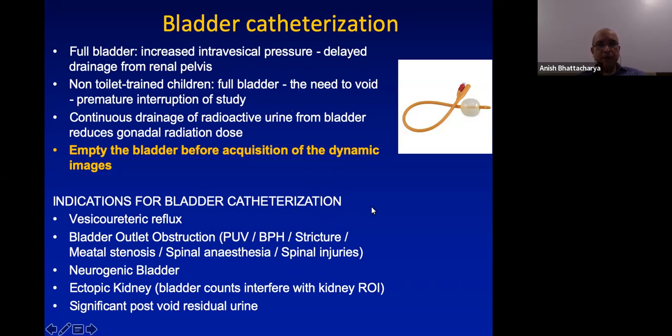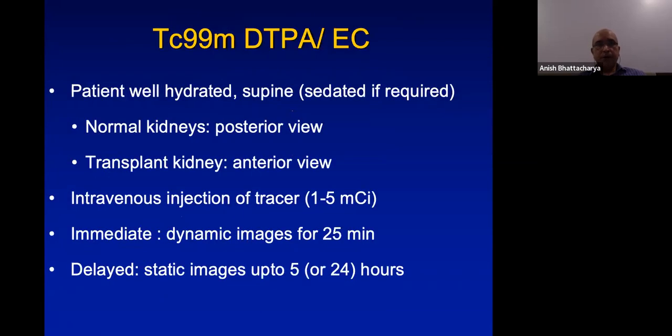Bladder has to be catheterized for certain indications, like when you have a vesicoureteric reflux, or a bladder outlet obstruction, like meatal stenosis, or spinal injuries, neurogenic bladder. Ectopic kidney, if you have a very low-lying kidney close to the bladder, then you have to keep the bladder empty throughout the study. Otherwise, the bladder counts will interfere with the kidney visualization. And if there's a significant post-void residual urine. So the whole idea is that the bladder must remain empty during the study, right?